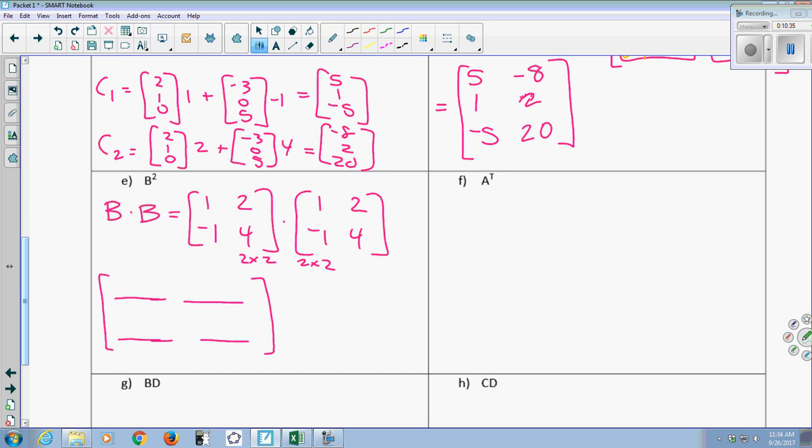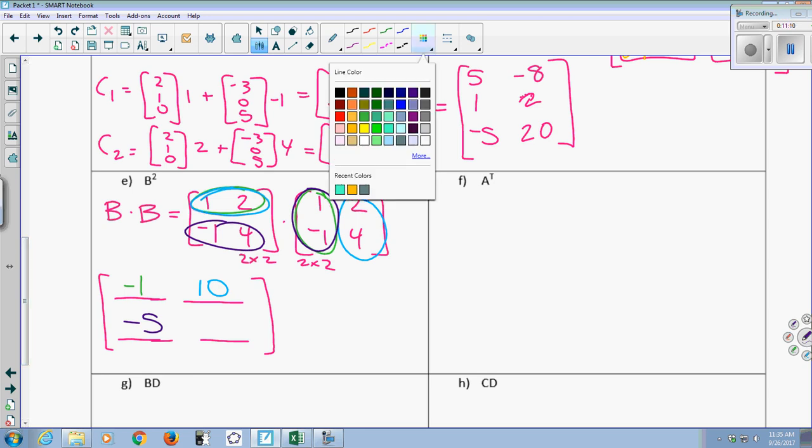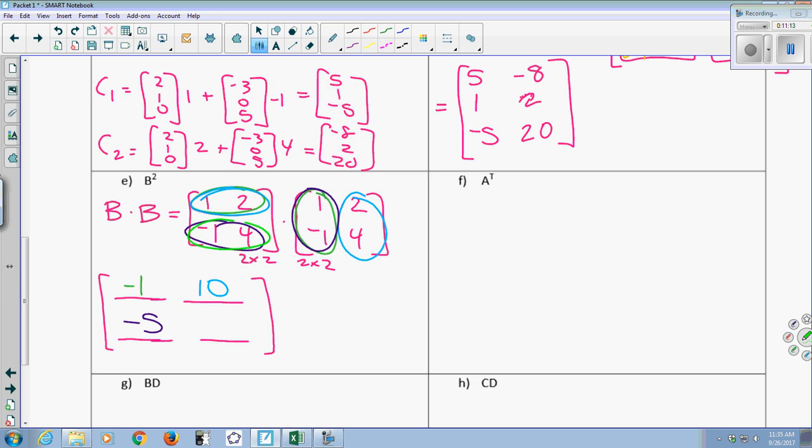Okay, so my first entry is going to be first row times first column. So that should be 1 times 1 plus 2 times -1. So that's 1 minus 2 is -1. All right, then first row, second column. 1 times 2 plus 2 times 4 should be 10. Second row, first column, that's -1 minus 4 is -5. And one more. Second row, I already did green, oh well. -1 times 2 is -2, plus 16 is 14.